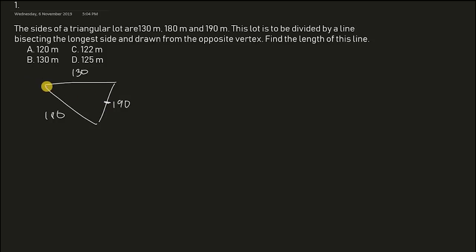and drawn from the opposite vertex. Opposite vertex nito is ito po. So, basically, ito po yung bisecting line na sinasabi niya. This is equal to this line. So, to solve for the length of this line, ito po yung hinahanap natin of this bisecting line. What I need to do, guys, is to find first the angles. I will find first any of these two angles.